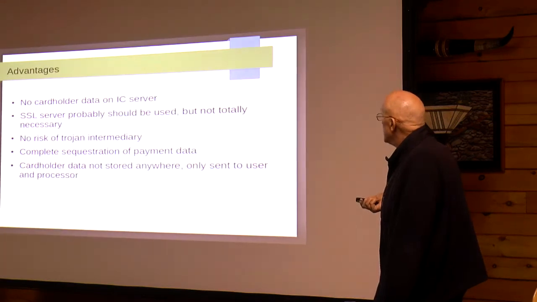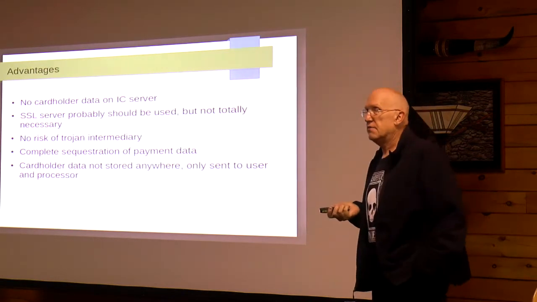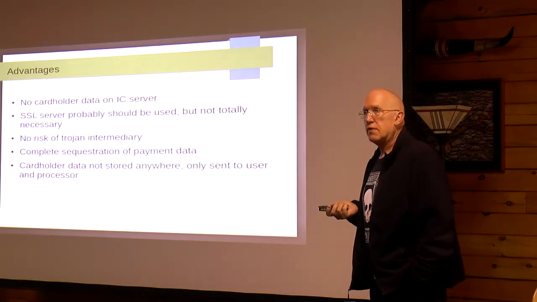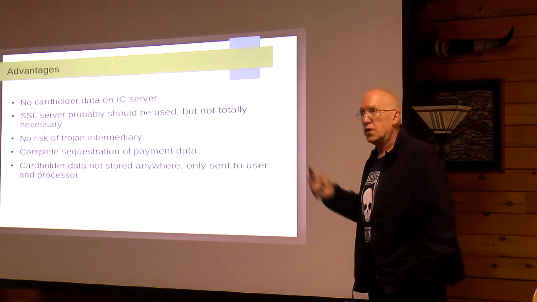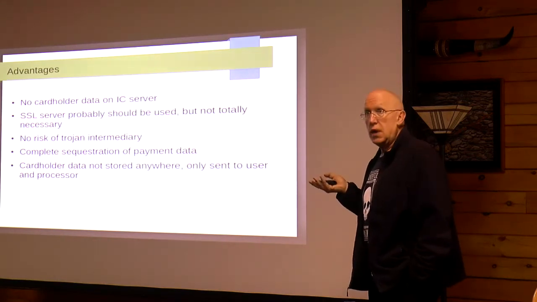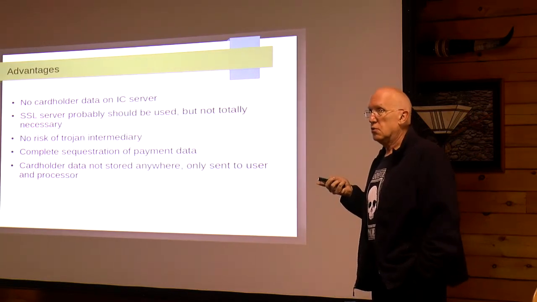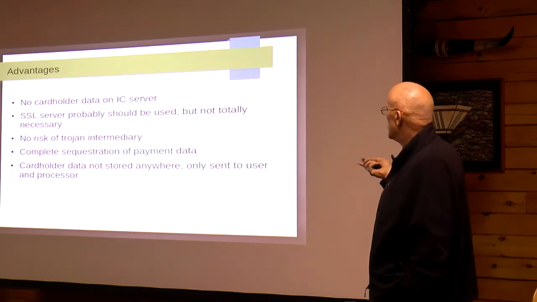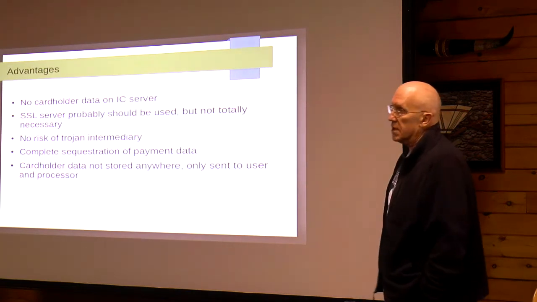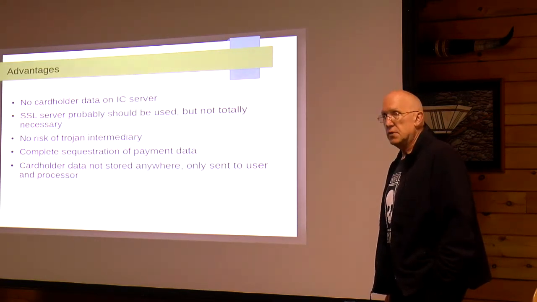And the advantage is there is no cardholder data on the IC server. Obviously, you'll usually have a credit card reference, the first two digits, the last four digits, maybe a card type and an expiration date, but you have no actual card number that would be considered cardholder data. There's no risk of a Trojan intermediary because on your Interchange server you have no card data, and that's of course the great fear for anyone who runs an Interchange system.